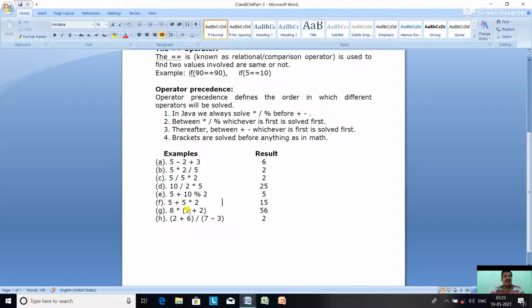Now the next one has got the bracket. So brackets are solved before anything else in math. The bracket will be done first. 5 plus 2 is 7, and 7 into 8 is 56. Last example, both sides have the bracket. 2 plus 6 is 8, and 7 minus 3 is 4. Then 8 divided by 4 is 2.